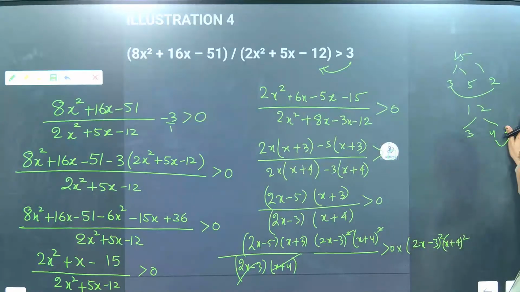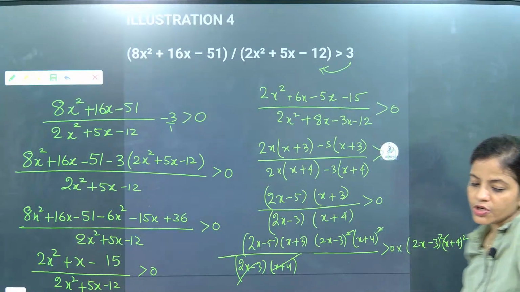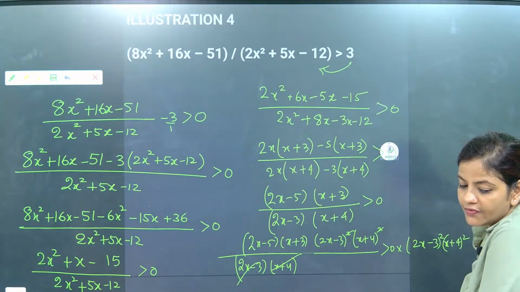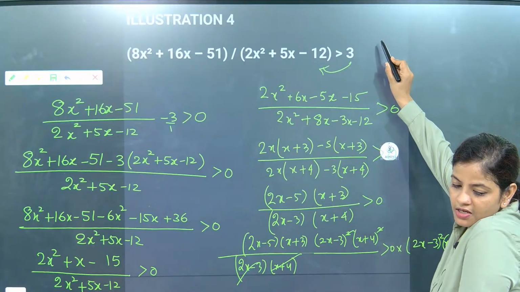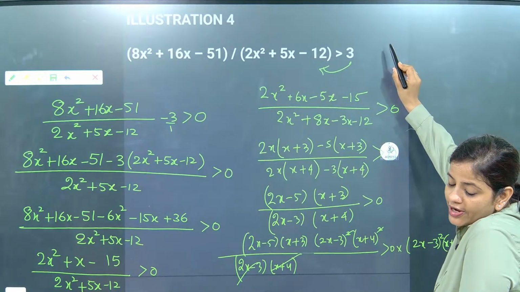Now we have all the points. What are all our crucial points, beta? Are we going to do that crucial point work? So our crucial points are, come on say, Joshika, what are all the crucial points?